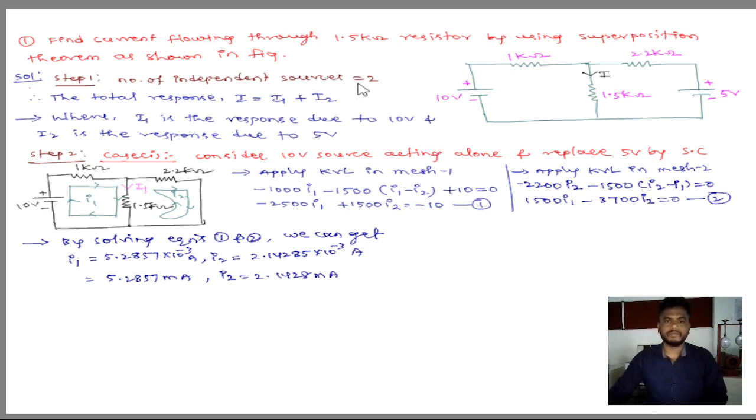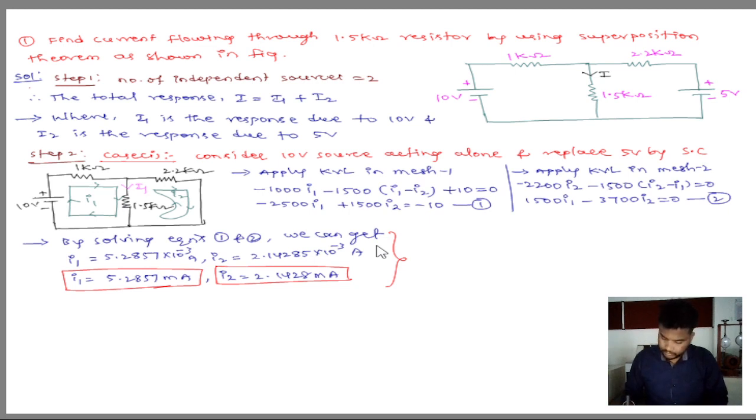Then we need to find the value of capital I1. Our response I1 is connected between mesh 1 and mesh 2. Therefore, I1 is the difference of I1 minus I2. Therefore, I1 is equal to I1 minus I2.